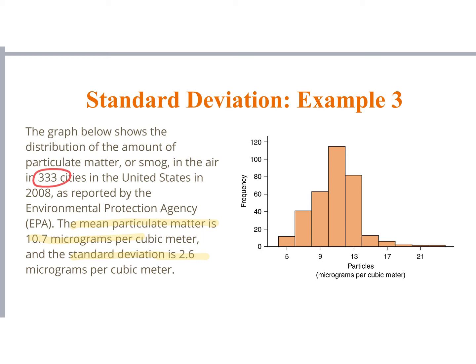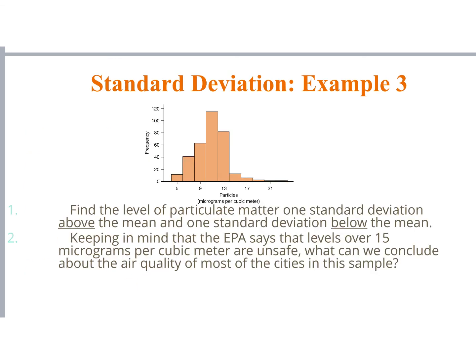Okay, so also in the problem, they're telling us that the mean, this is a symbol for mean, is 10.7, and standard deviation is 2.6. So here's the question. Find the level of particulate matter 1 standard deviation above the mean and 1 standard deviation below the mean. Keeping in mind that the EPA says that levels over 15 micrograms per cubic meter are unsafe. What can we conclude about the air quality of most of the cities in this sample?